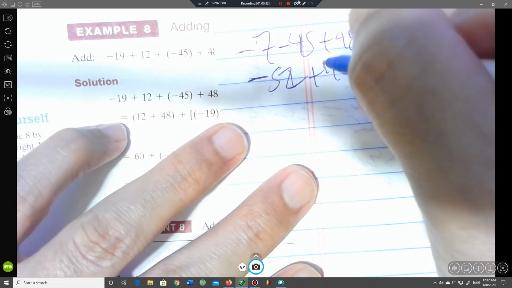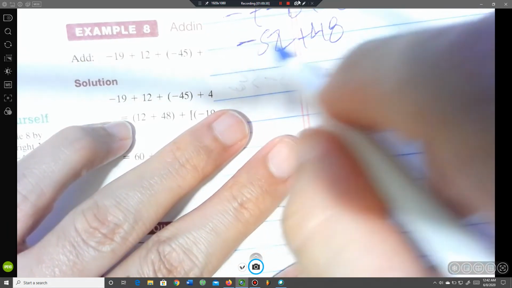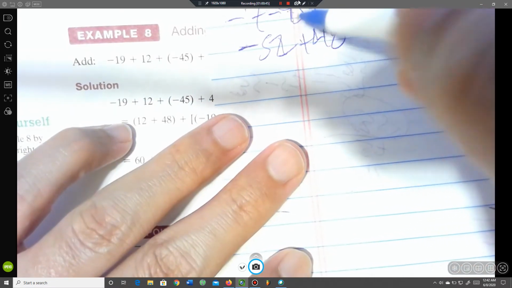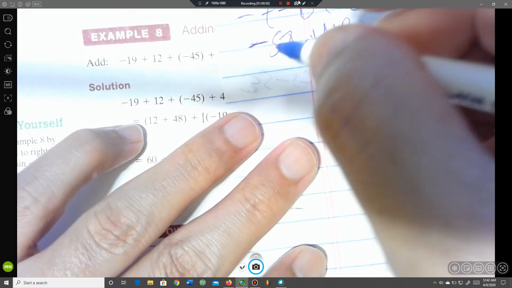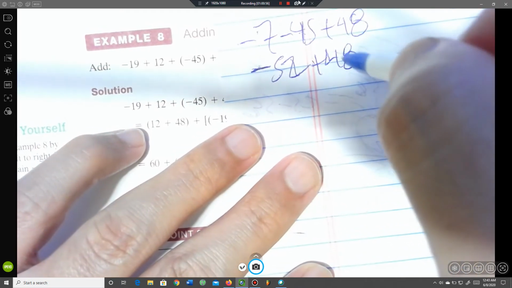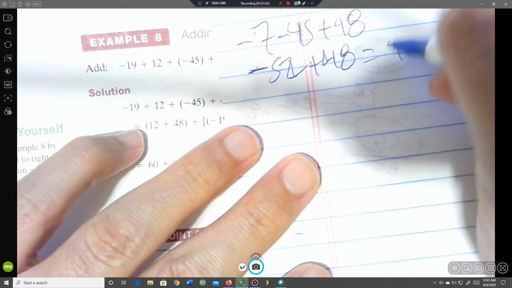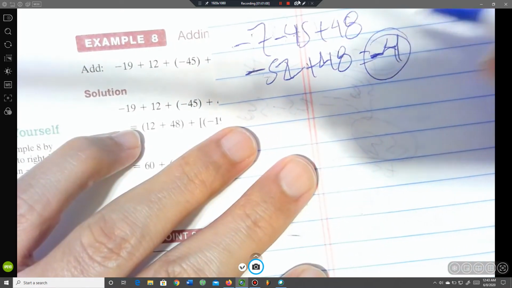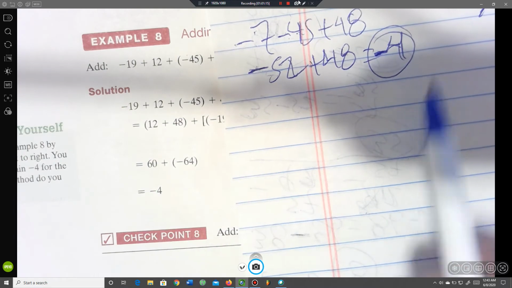And keep the sign, because both of them are negative. Rewrite positive 48, and now you're here. Read from left to right. I have a negative value there and a positive here, so that's a subtraction. Subtract 52 minus 48, because 48 is the smaller value. That's 4. And then go back and look at the sign of the largest value. That's negative. So the answer is negative 4, and I'm done.